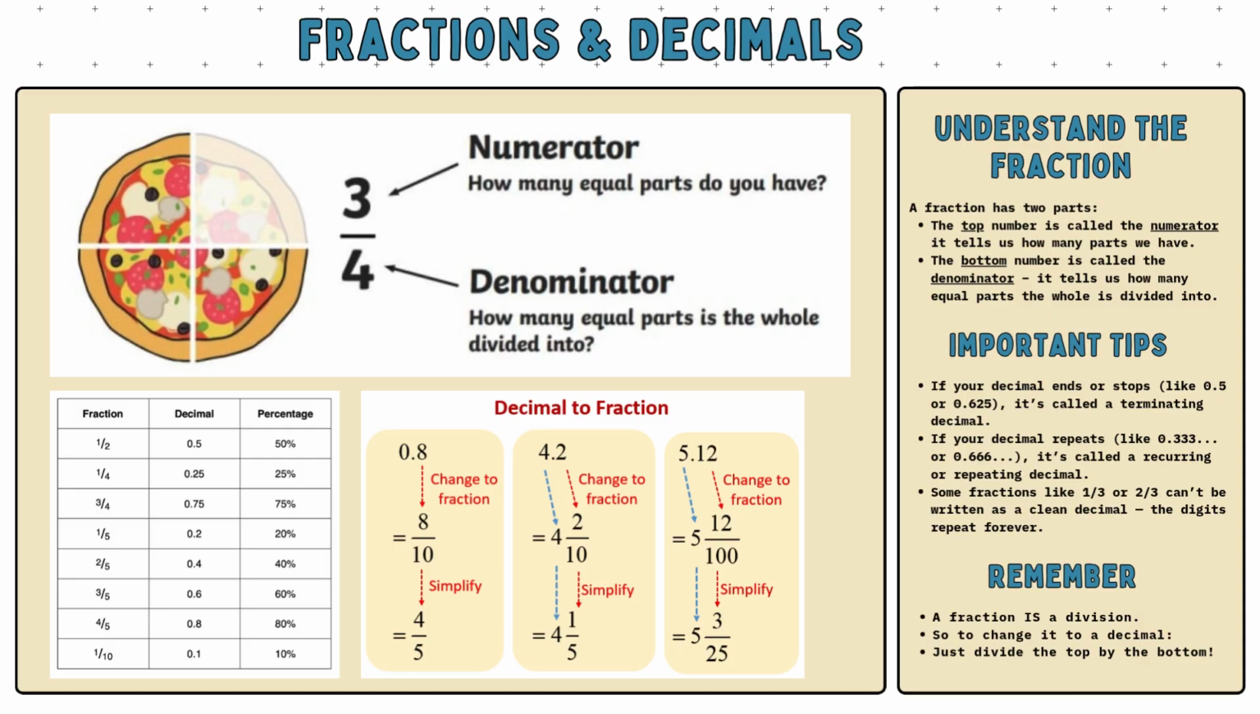Here I've added the most common decimals and fractions with percentages, as well as another picture of the pizza and how many slices are left. 3 over 4, because there are 4 slices, but there are only 3 left. The top one, the 3, is the numerator: how many equal parts do I have? And the bottom one, the 4, the denominator, is how many equal parts the whole is divided into.